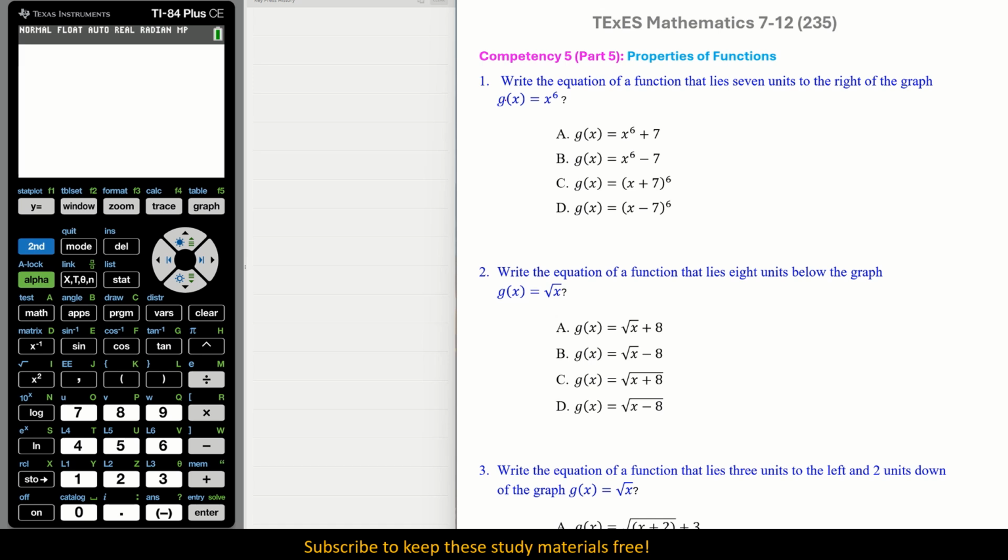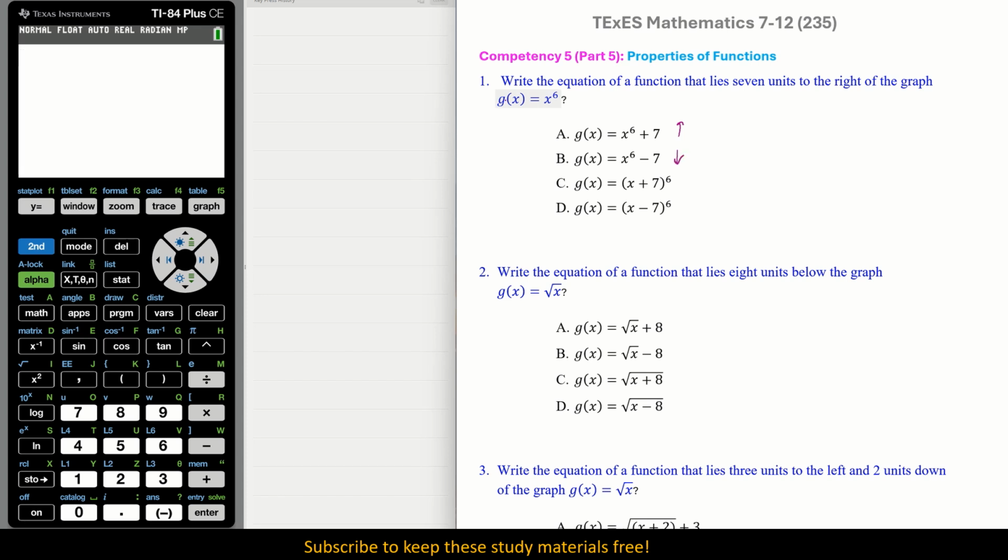Number 1, write the equation of a function that lies 7 units to the right of the graph g of x equals x to the 6th. Okay, well, I can see that option A, that is 7 units up. Option B, that's simply 7 units down.